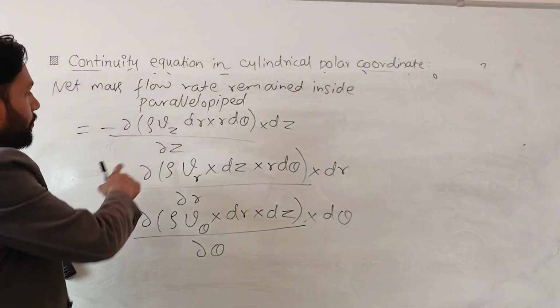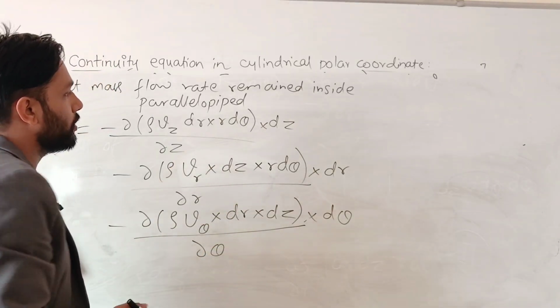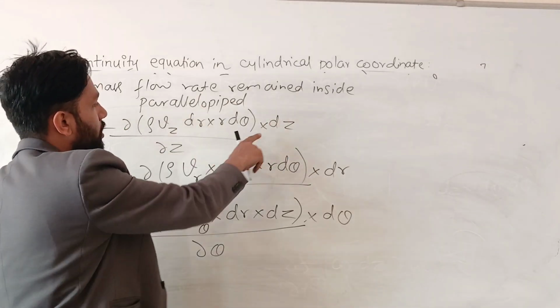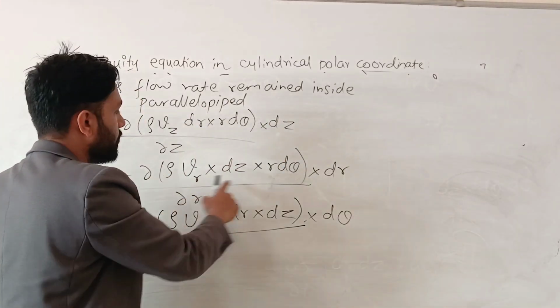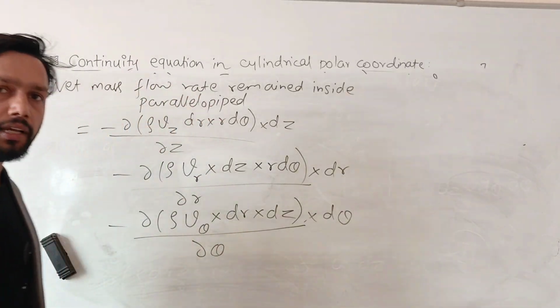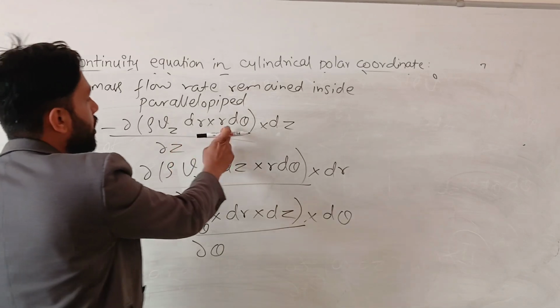Okay, I have added all the mass flow rates entering from the different faces of the parallelepiped. This is the net mass flow rate remaining in the z direction, this is the net mass flow rate remaining in the r direction, and the net mass flow rate remaining in the theta direction. So from this expression we can separate dr dz d theta.